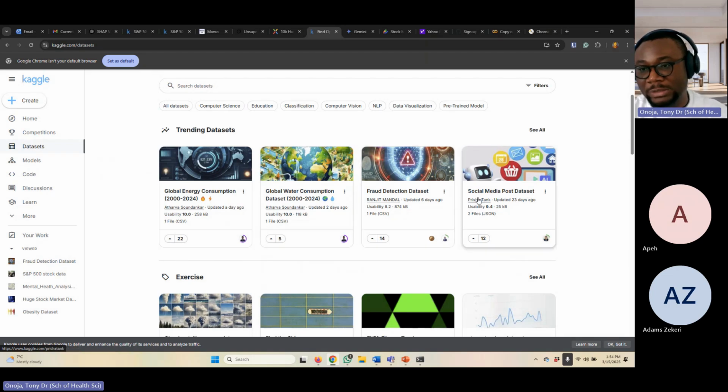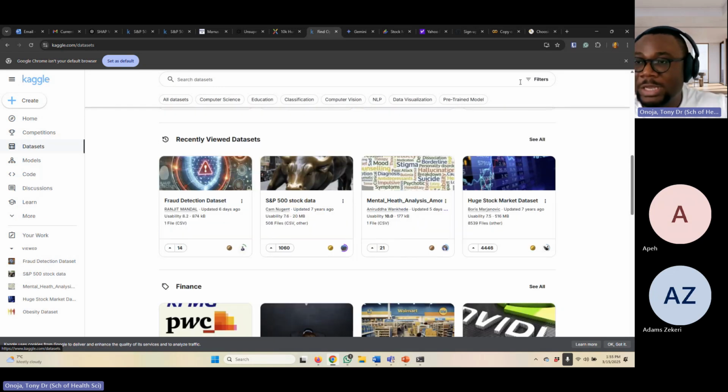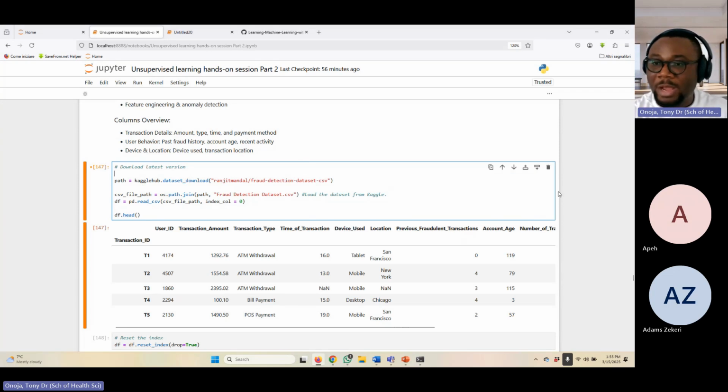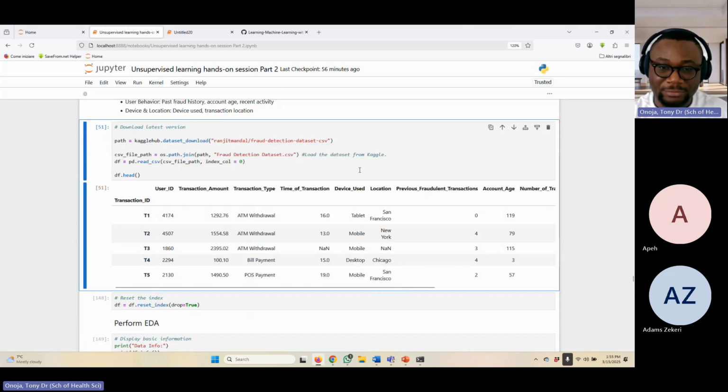And then you could see another data set that came in 23 days ago, the social media post data set. There are also data sets on global energy consumption, global water consumption, a cloud satellite data set, the Fitbit fitness tracker data set, and the step tracker data set. So many, you see lots of data sets. Even the mental health data set I talked about, we got it from here. So you run this to call the data set, remember? It's a nice one.